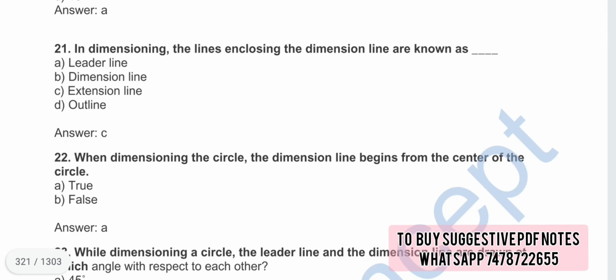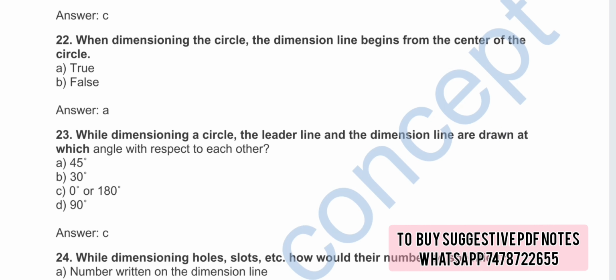21. In dimensioning, the lines enclosing the dimension lines are known as dash. Middle line, dimension line, extension line, outline. The answer is C, that is extension line. Question number 22. When dimensioning the circle, the dimension line begins from the center of the circle. True, false. The answer is A, that is true.